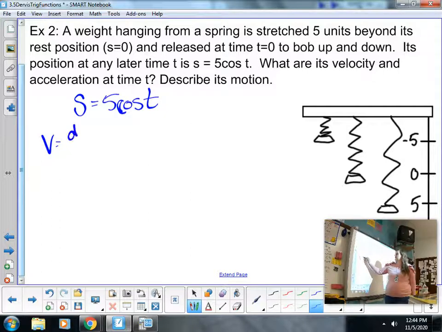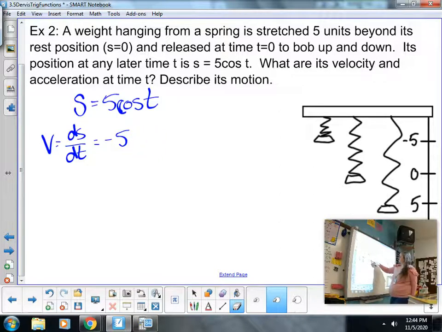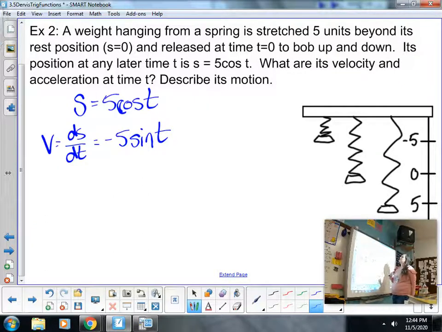Well, velocity is the derivative of position, so we would take the derivative of 5 cosine t. The derivative of cosine is negative sine. Multiply that by the 5. So that's going to be negative 5, not cosine. These do switch. Negative 5 sine of t. If I said cosine there, I apologize for that. Derivative of cosine is negative sine. Negative sine times 5 is going to be negative 5 sine t. That is your velocity.